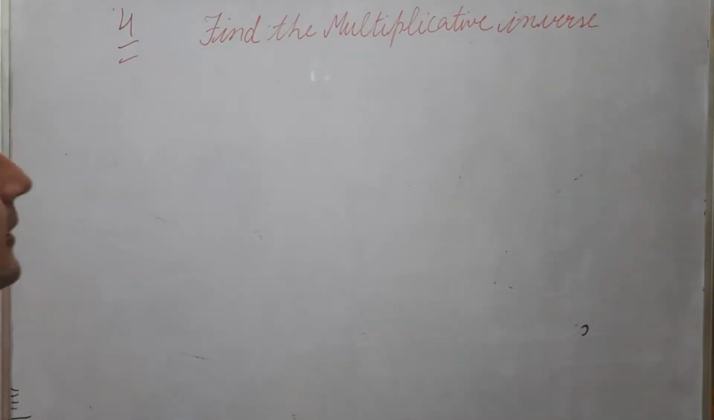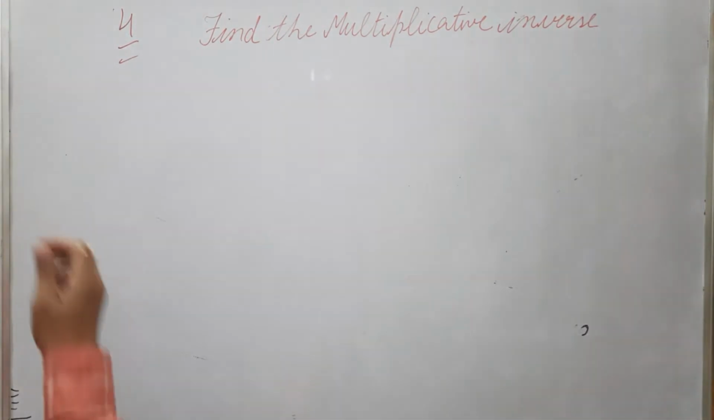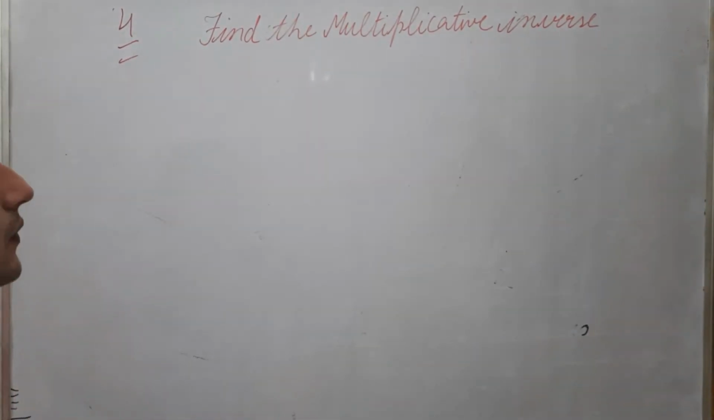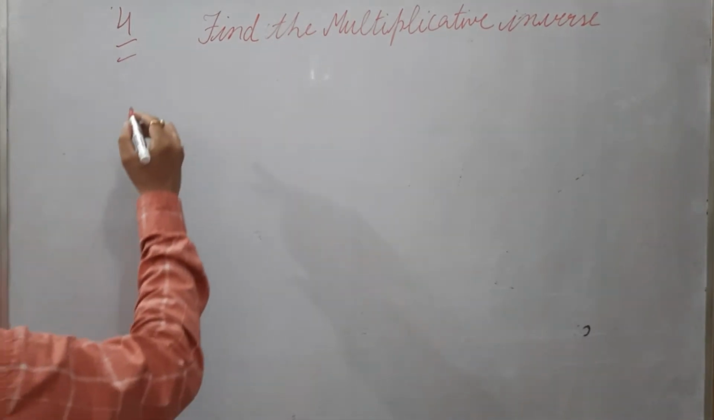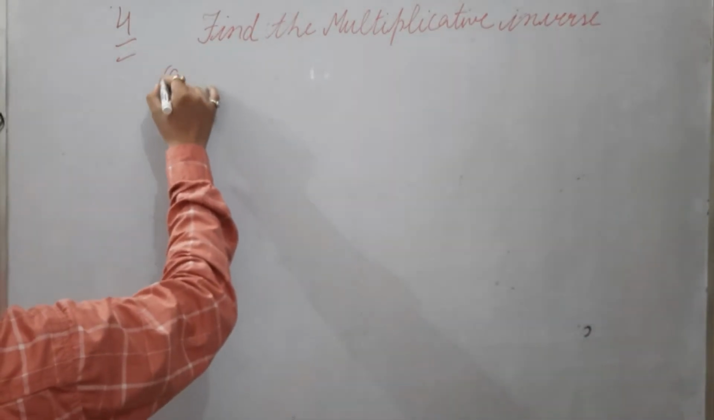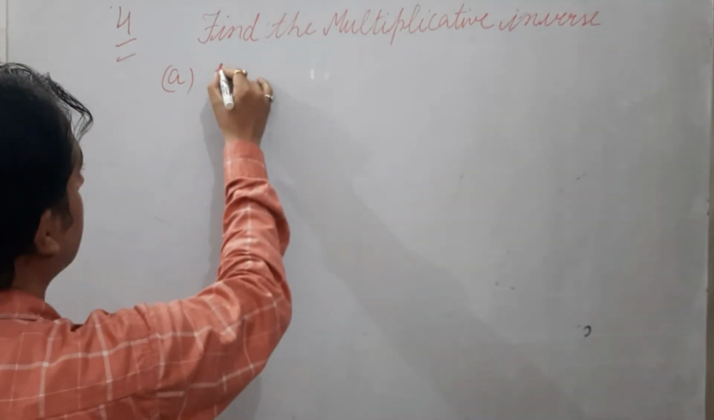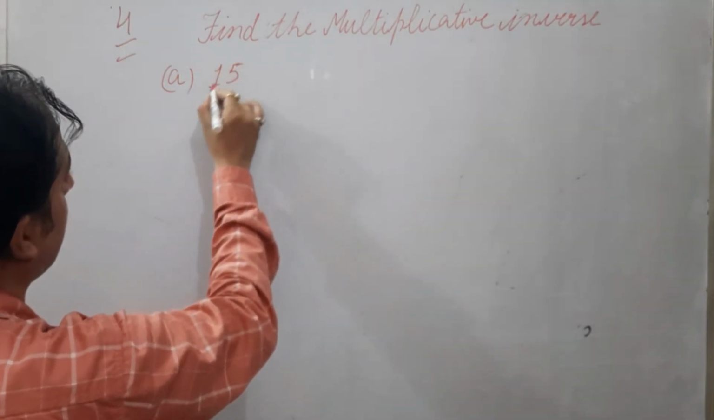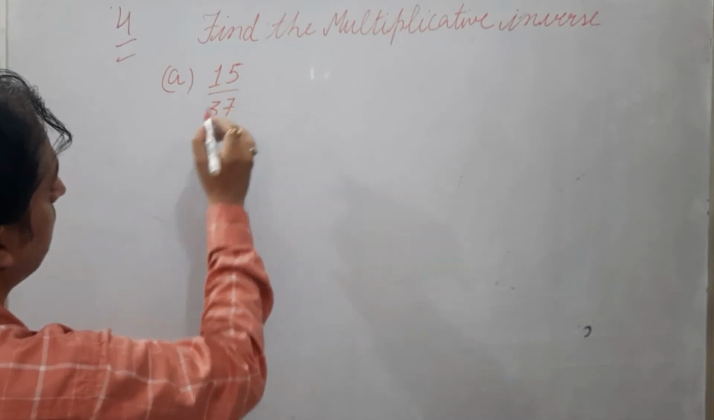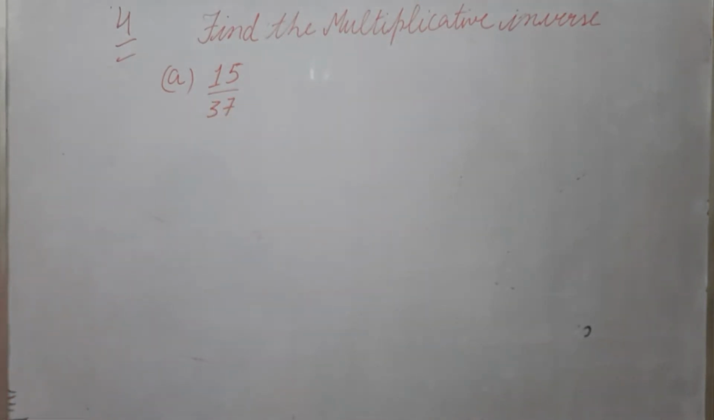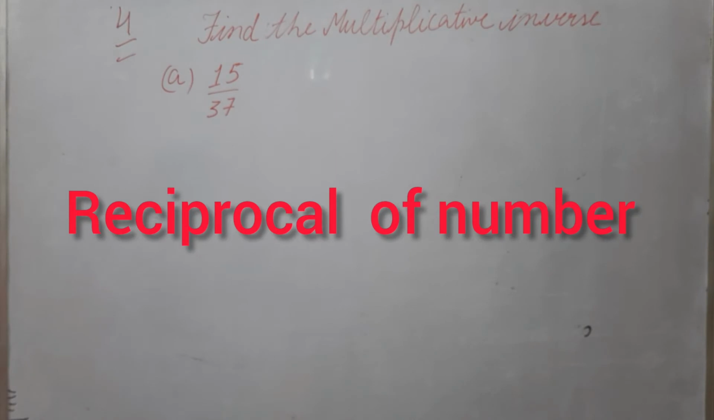Find the multiplicative inverse. Next question is find the multiplicative inverse. First is 15 upon 37. So we have to find the multiplicative inverse. Students, multiplicative inverse is what? It is the reciprocal of the rational number.